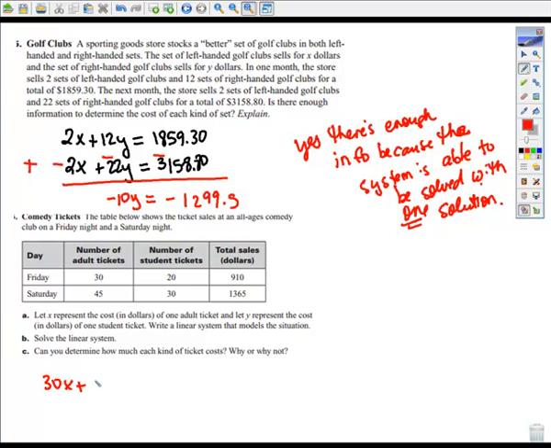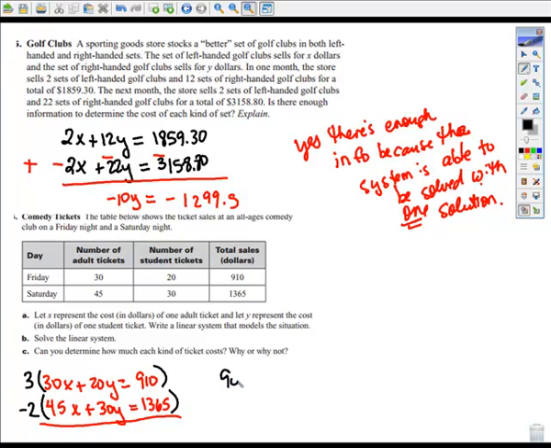So 30X plus 20Y equals 910, and 45X plus 30Y equals 1,365. So we solve the system. At first glance, I can't tell whether I can actually figure out X or Y because we don't have exact same or exact opposite terms. So I'm going to use multiplication, and I'm going to look at the 20 and the 30. I know their least common multiple is 60, so I'll multiply this by a 3 and this one by -2.